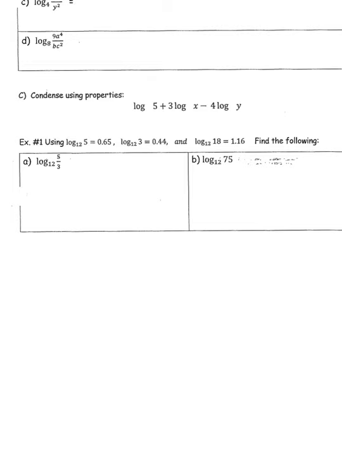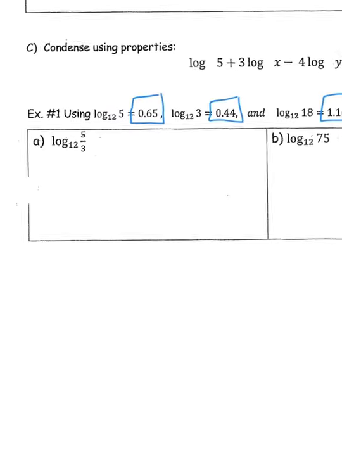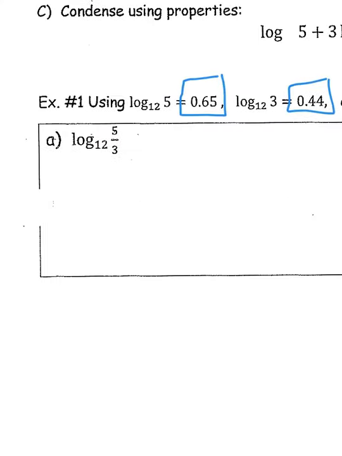So if you would look, I think you did see this part here. Let me get my pen. We're going to use the decimals 0.65, 0.44, and 1.16 for log to the base 12 of 5, log to the base 12 of 3, and log to the base 12 of 18. Well, if you look at the first example, it has 5 over 3.